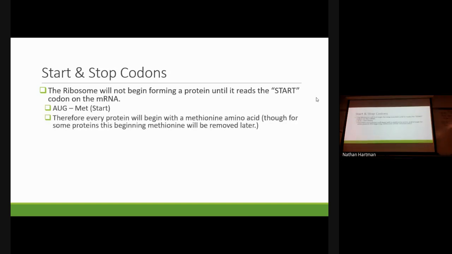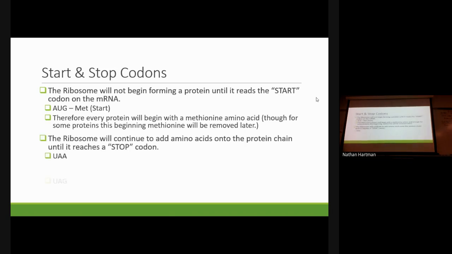AUG, methionine, is always going to start off every one of our proteins. Every protein that the ribosome builds is always going to start with a methionine amino acid to start that protein. And it'll keep going on and on and on until it reads a stop codon. And there are 3 different stop codons that will tell you to stop.